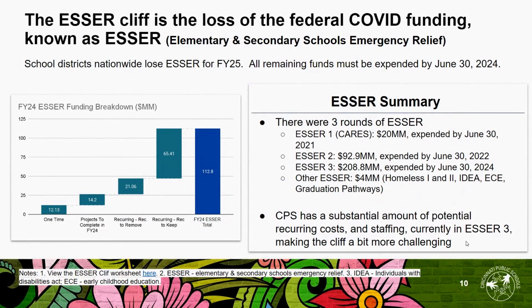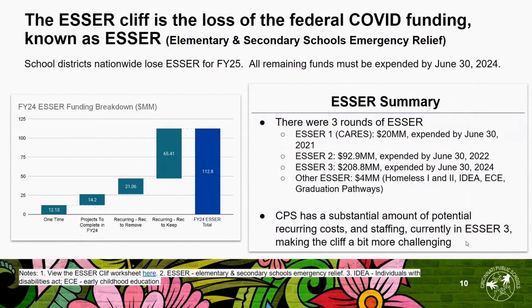by June 30th. There's another $14 million in projects that are slated to be complete by June 30th. So these are not things that would need to continue into next school year. Part of the challenge we have, though, are the next two boxes here, which total about $86 million. That is $86 million of potential recurring costs. So these are things that we're currently doing now that we believe we need to continue to do next year to best support our students.